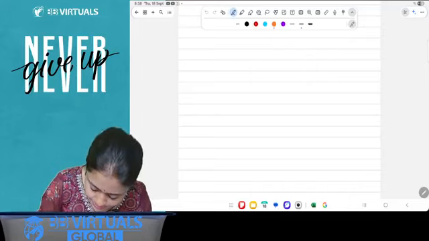The first step that we should do is allocation, then apportionment, then reapportionment, and finally we do absorption. Okay, so what does this mean?